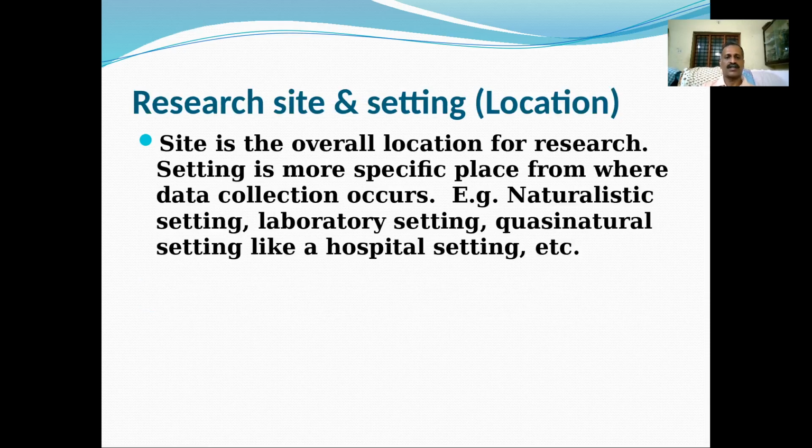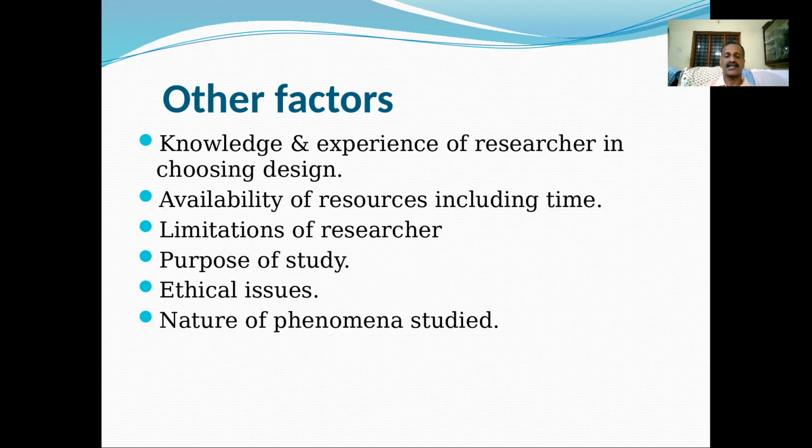And this is about the research site and setting, as I mentioned. The site is the overall location for research. The setting is a more specific place from where the data is collected. For example, there are a lot of settings we consider, like a naturalistic setting, community studies. Laboratory setting is there, like physiology lab or biochemistry lab, etc. Then quasi-natural setting, for example, the hospital setting is a quasi-natural setting. So these are the site and setting.